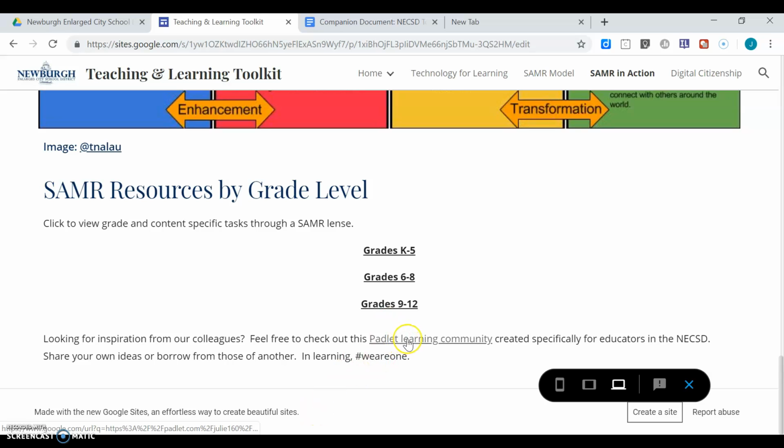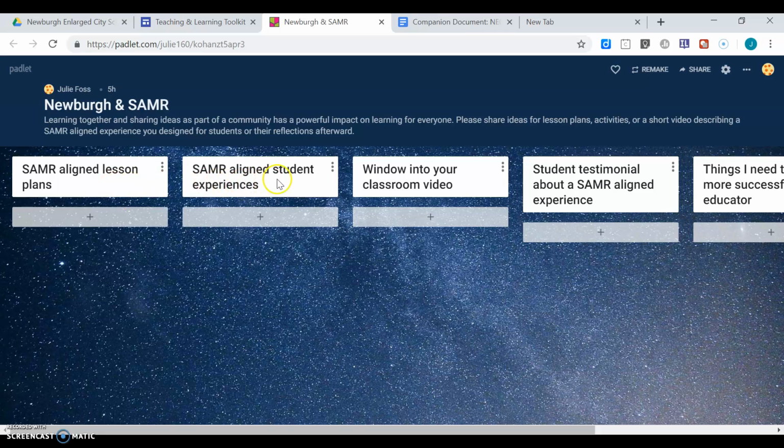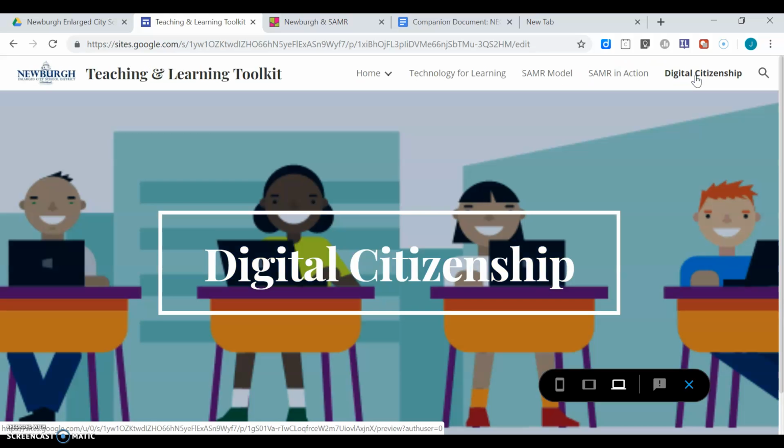There is a Padlet learning community as well that we've created, again, learning social. It offers teachers the opportunity to share things that they're doing in the classroom, aligned lesson plans, and aligned student experiences. Would teachers be willing to upload a quick video of their classroom engaged in a Xamarin-aligned lesson? How about a student testimonial? So again, it's an opportunity for teachers to learn from others. They could go in and access these resources from other colleagues, but also contribute what they're learning. And then this last page is digital citizenship. Again, all of these are still being built out.